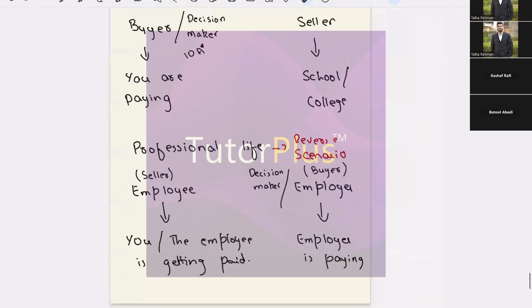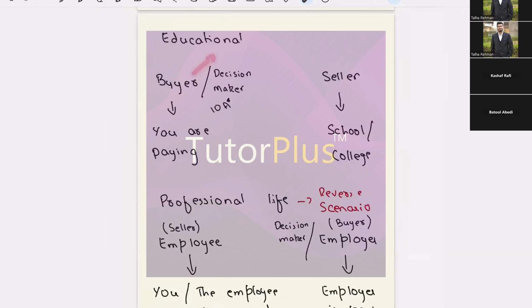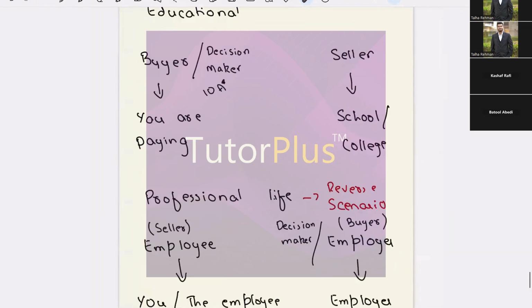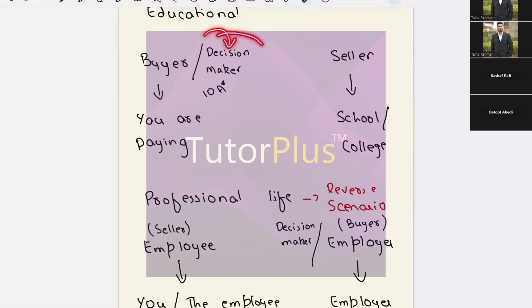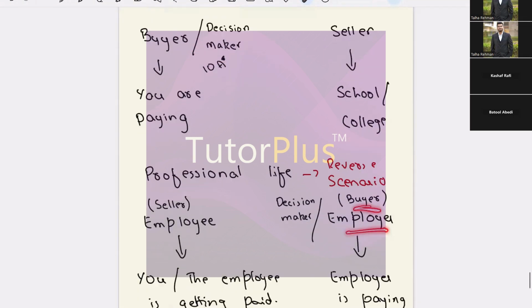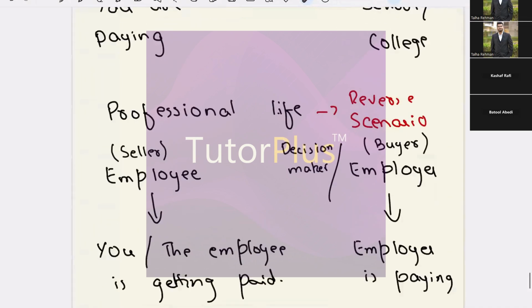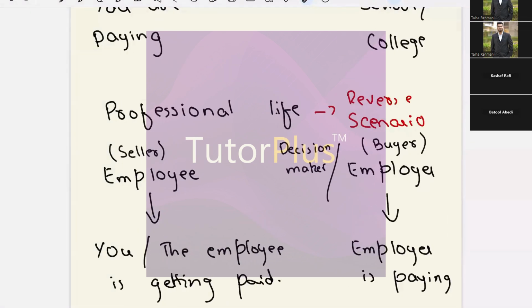And remember, it's the buyer who is eventually the decision maker. In this case, the buyer is going to be the employer. An employer would have tens of CVs in front of him, and it's up to him whether he wants to call you for the interview or he does not wish to call you for the interview.